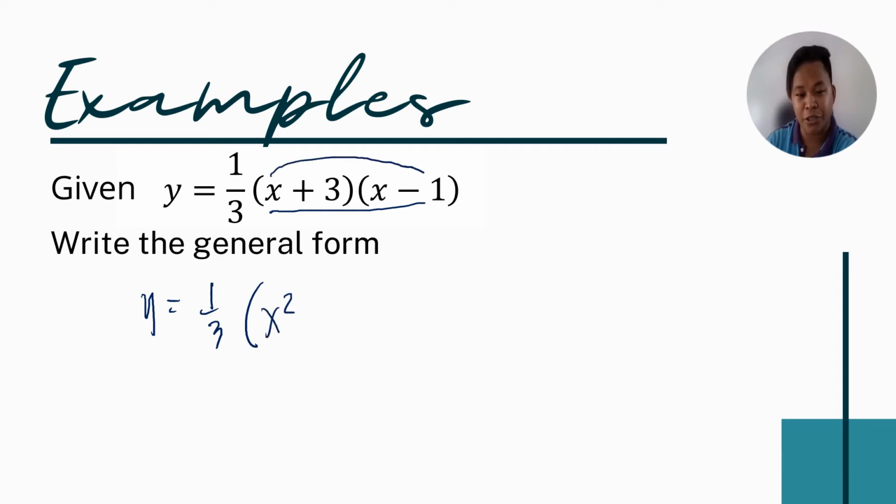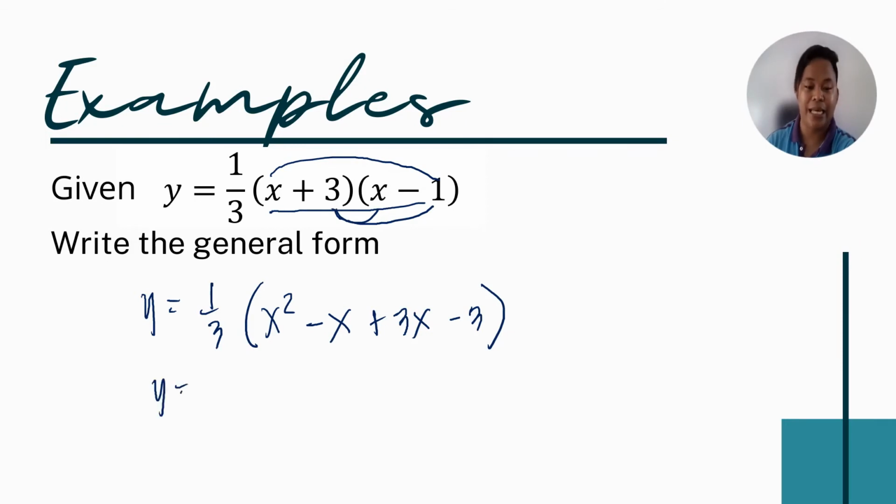Outer to outer terms, negative x, since x times negative 1. Inner terms, 3 times x is 3x. Last terms, 3 times negative 1 is equal to negative 3. Then, simplify po natin. X squared, negative x plus 3x is positive 2x minus 3.